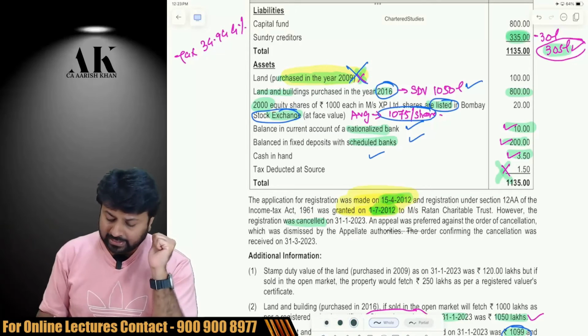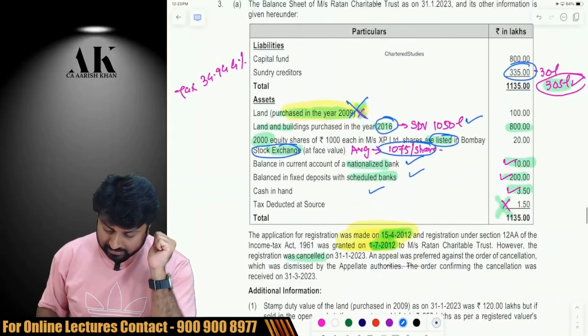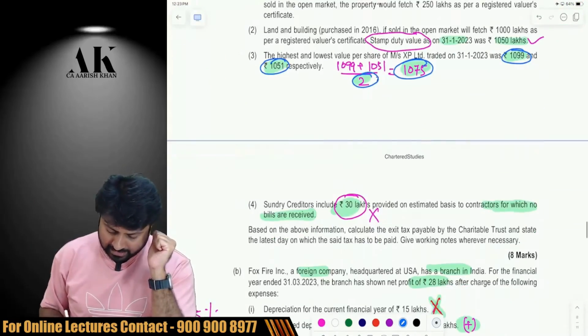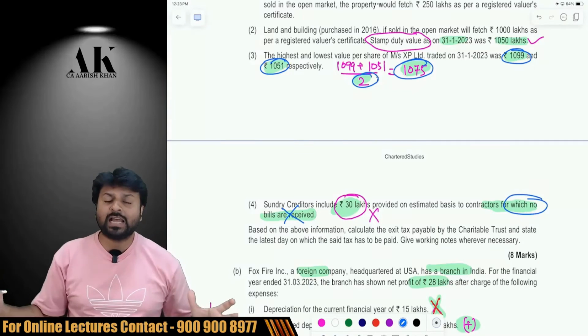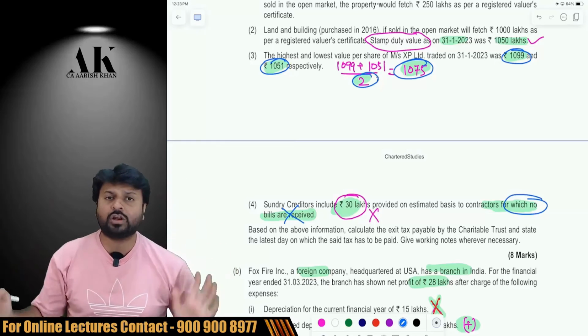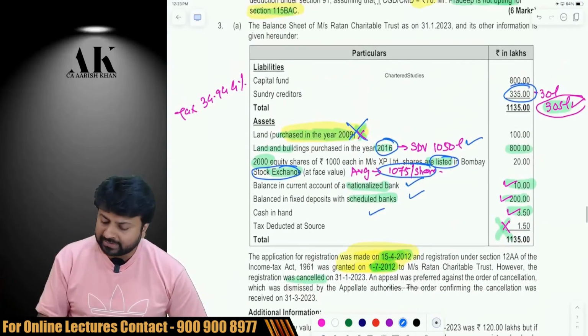Then creditor: you will not take the full creditor. Why? There is a hidden point over here. Out of 335 lakhs, 30 lakhs creditor is there for which there is no bill available. Therefore, it is not a crystallized liability. It is not a sure liability; I am not 100% sure about this liability. Therefore, this 30 lakhs cannot be taken in creditor. You will take only 305 lakhs in creditor.